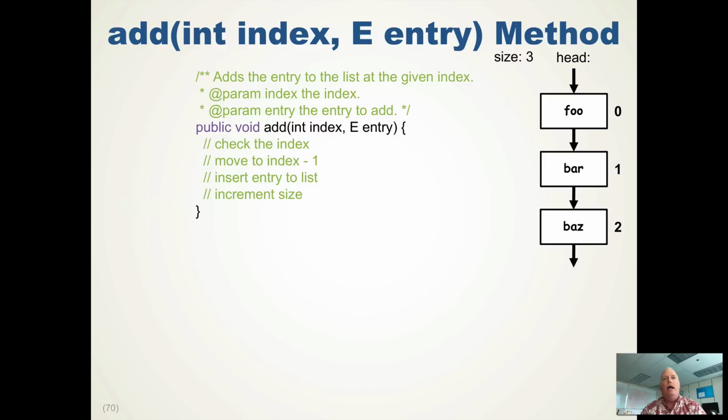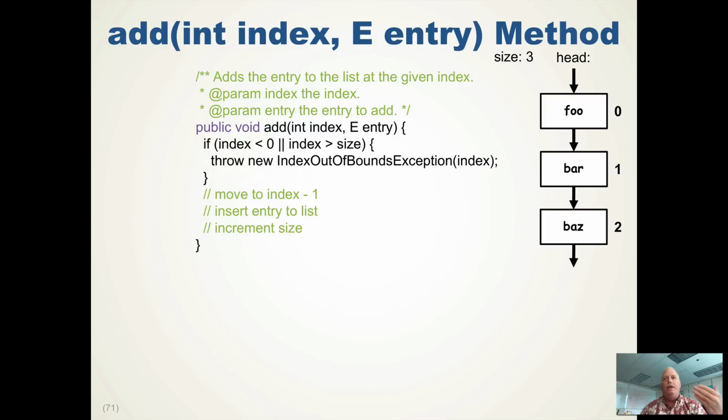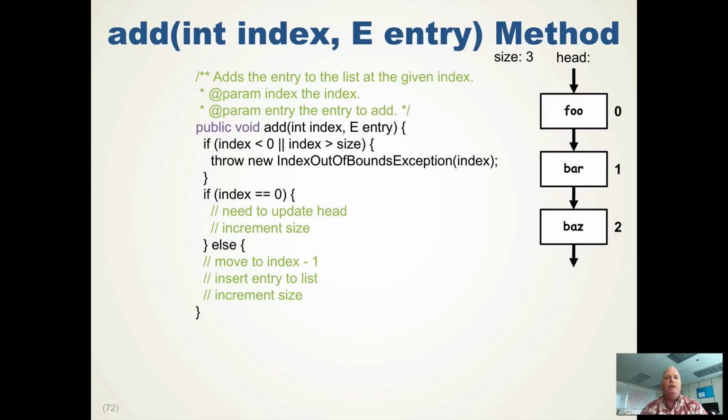So now if we want to add at the middle, or index somewhere in the middle of the list, again, because we're dealing with an index, we've got to check the index. We need to move to 1 before the index. Again, we can't set the thing directly, we've got to set temp's next.